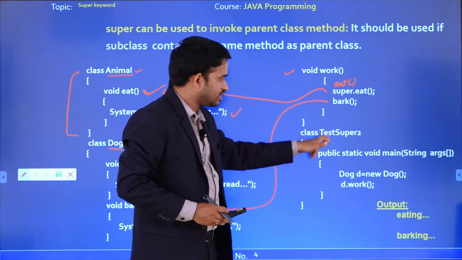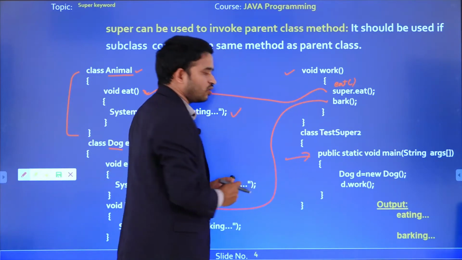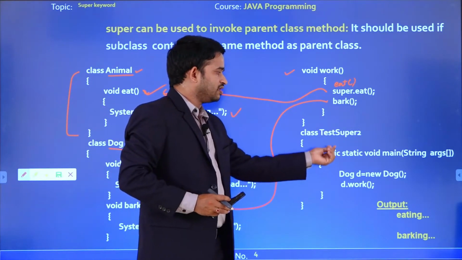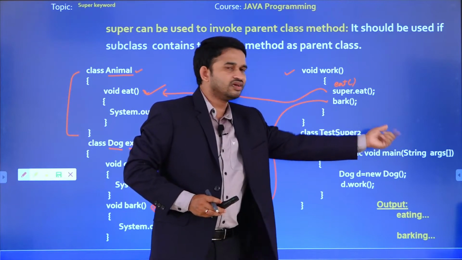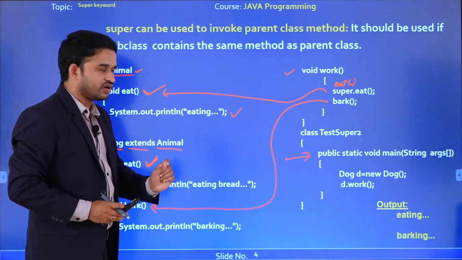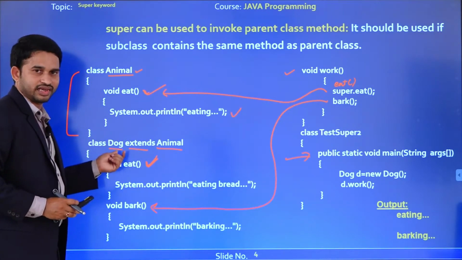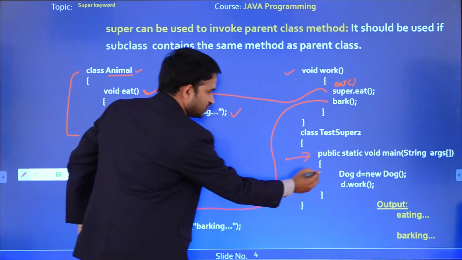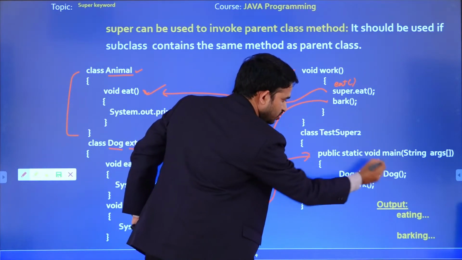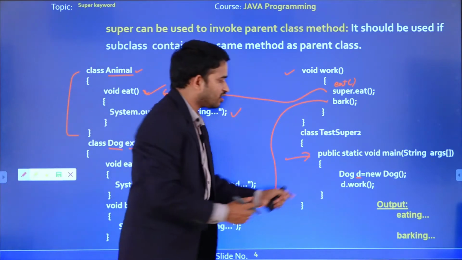Here class TestSuper2. Inside this I am going to write the main method. How to declare a main method? By using public static void main(String[] args). Inside this I am going to create an object. So an object for which class? Here the Dog class. Dog is a subclass here, right? So here I am creating an object for Dog. So Dog d = new Dog(). By using this object d, I am going to call the work method.